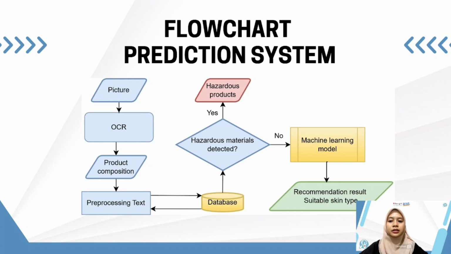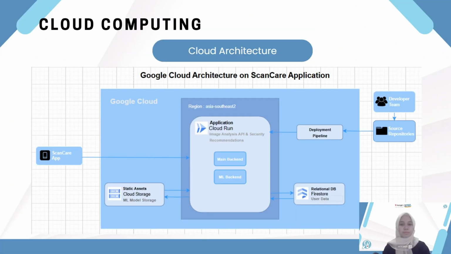The ScanCare prediction system processes the product composition image with EasyOCR to extract composition text, pre-processes it, and checks it against a hazardous ingredient database. If hazardous ingredients are found, they are listed. Otherwise, the machine learning model analyzes the composition and recommends suitable skin types.